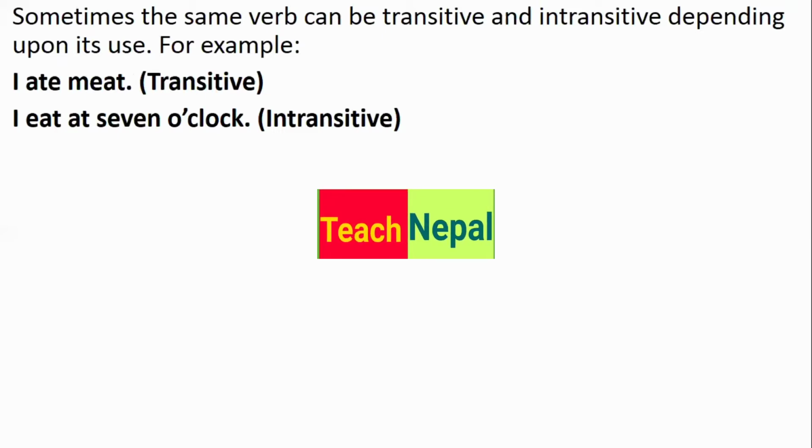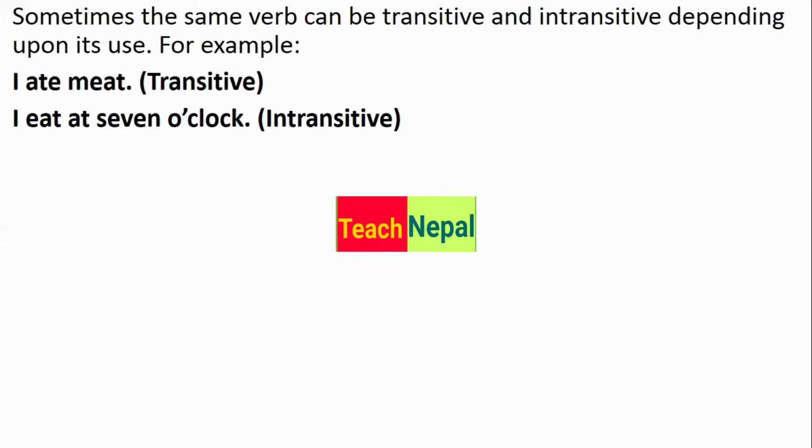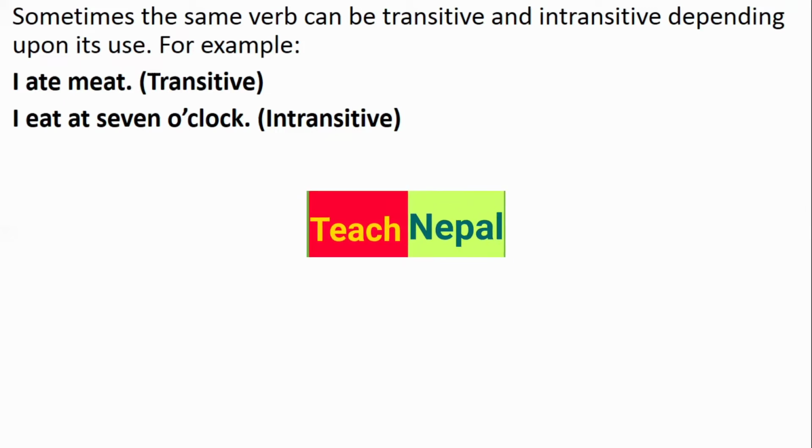For example, I eat meat. It's transitive, but I eat at 7 o'clock. The same verb eat here is intransitive, because in the next one, at 7 o'clock is a time adverbial, so we don't consider this as an object. So it's what we call an intransitive verb.